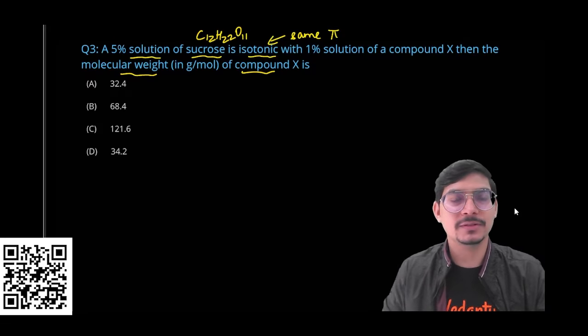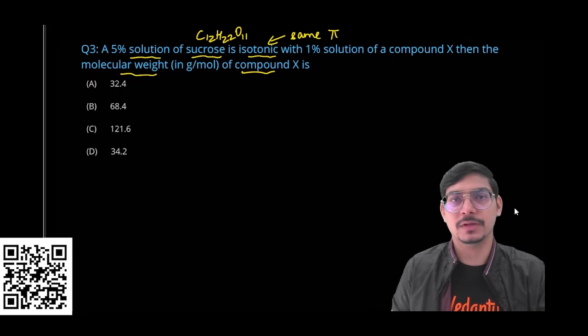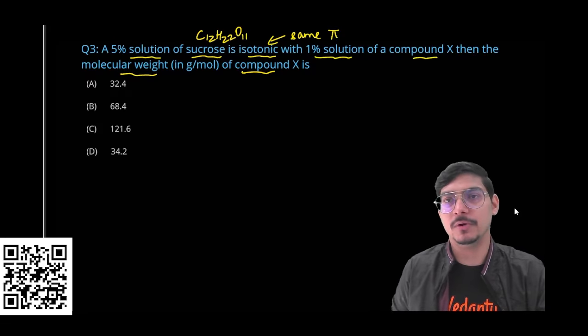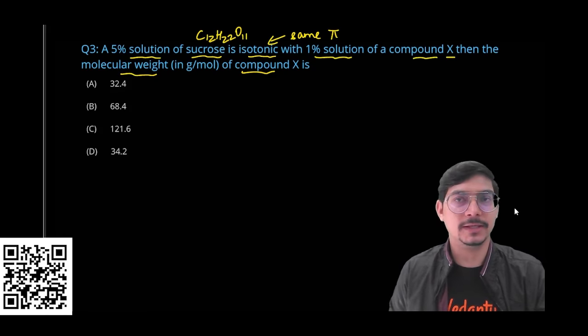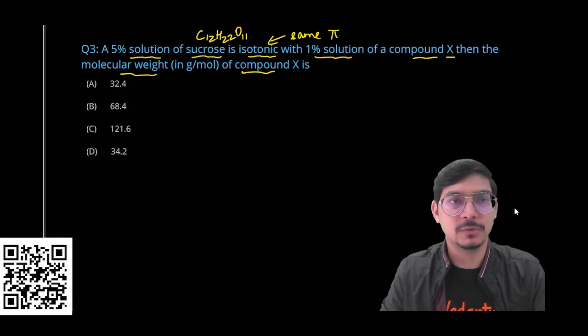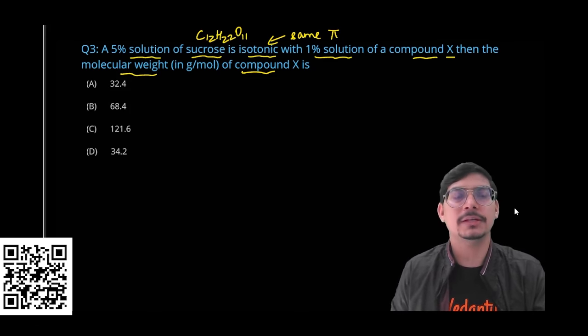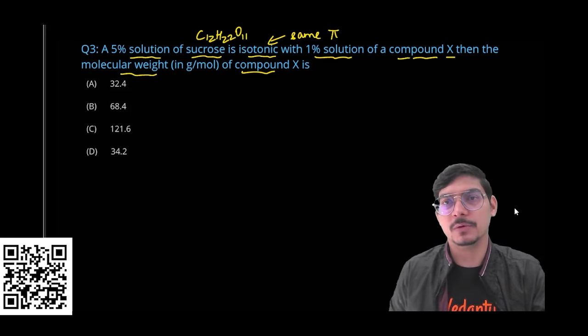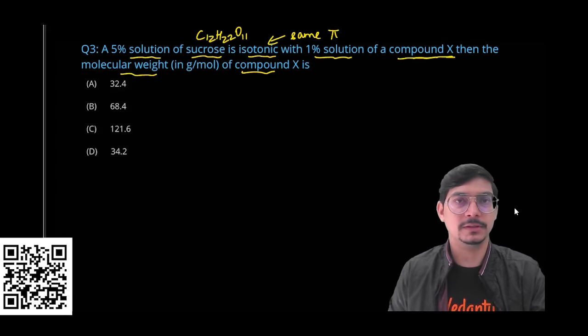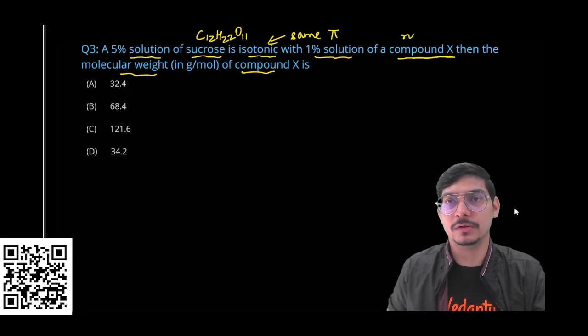So there is a 5% solution of sucrose that has the same osmotic pressure as a 1% solution of another compound, which we don't know. Let's call it X here. So we have to find out the molecular weight. Now in this question, sucrose, we already know that it is a non-electrolyte. It does not dissociate to produce ions in water. Since no information is given about compound X as to whether it undergoes association or dissociation, we will assume compound X to be a non-electrolyte as well.